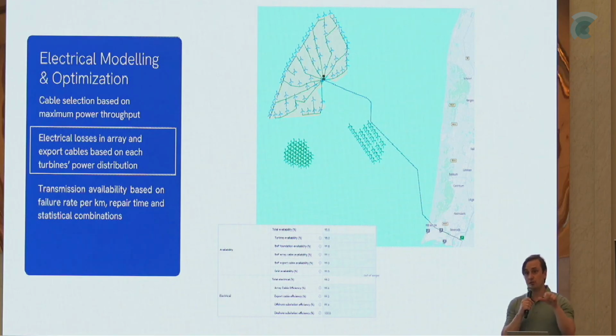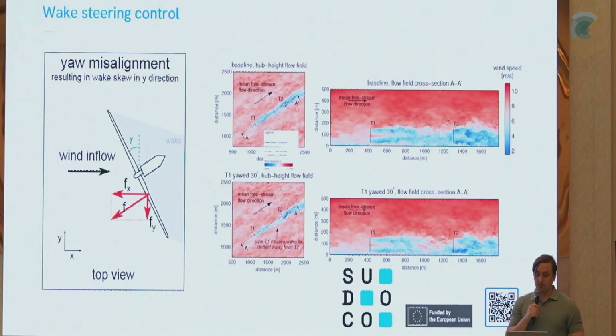So for each iteration, we also calculate the kilometers that you have for your cables, and we also calculate the losses through the cables and the actual availability that you have. Because transmission availability has a very big impact on failure rate per kilometer. You have repair time, and then you have some statistical combinations that you might have a risk for when you're doing these analyses.